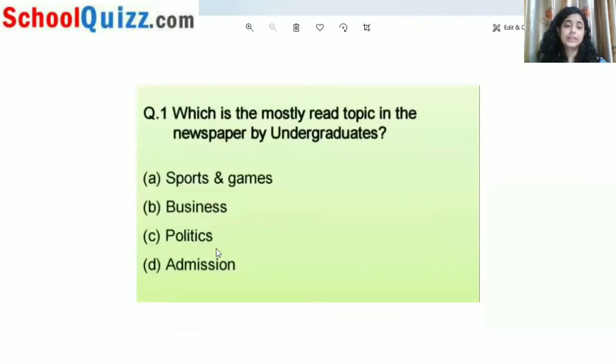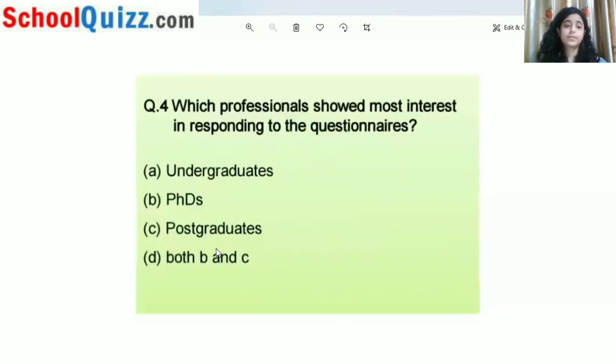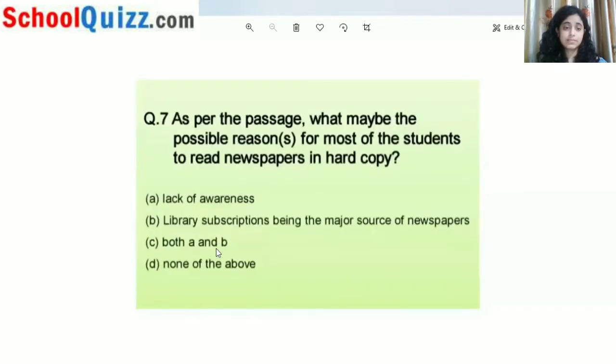These were the questionnaires. I'm going to read, you are going to solve by yourself. This is the mostly read topic in the newspaper by undergraduates. Which two newspapers are mostly read? Which professional shows most interest in responding to the questionnaires?